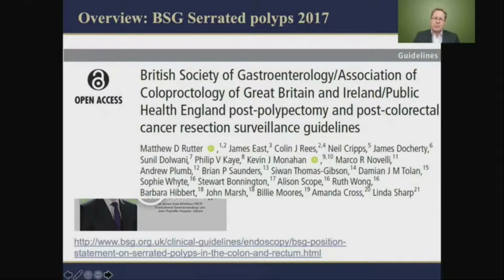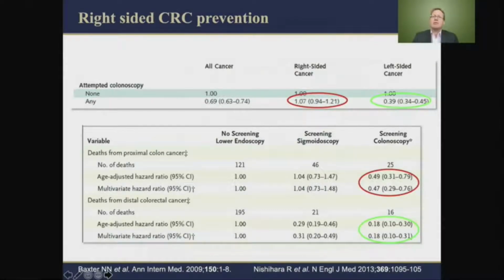But in the position statement, we had thought about what we could do to optimize things, because we know that our ability to prevent right-sided colorectal cancer is rather less than our ability to prevent left-sided colorectal cancer. And those interval cancers that occur on the right side have a molecular genetic signature that is consistent with an origin in serrated lesions, i.e. we're probably missing serrated lesions at a high rate, and that they're contributing to that post-colonoscopy colorectal cancer rate.